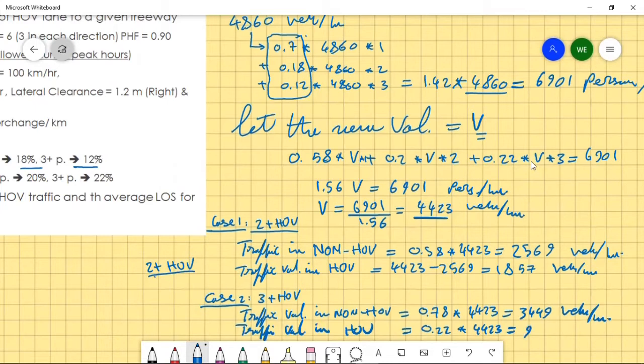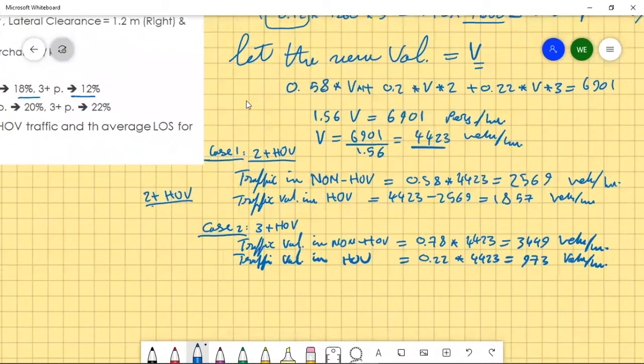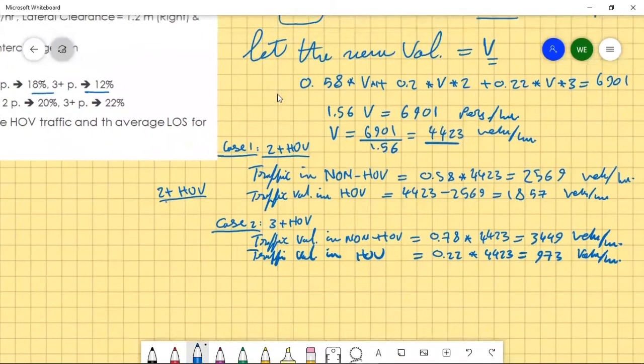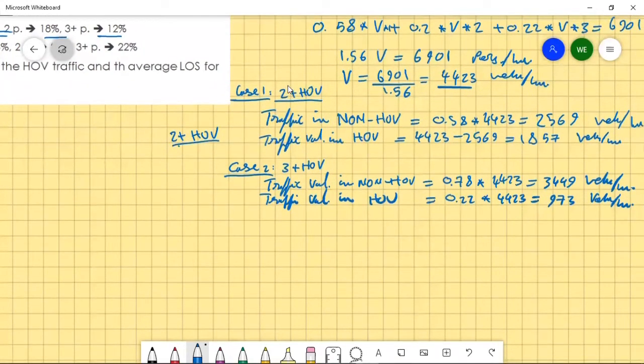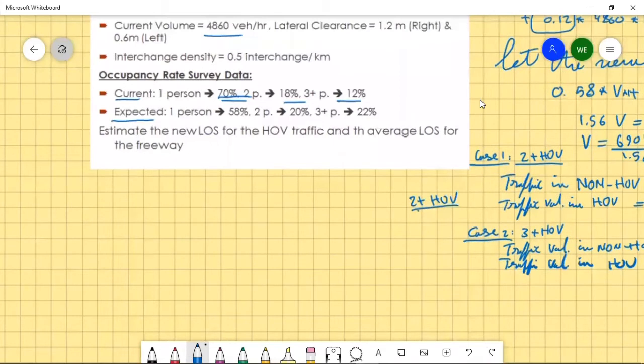So it's 973 vehicles per hour. Okay, so now let's start and see how we are going to evaluate level of service. So we're going to do the LOS analysis here. So let's see the level of service.